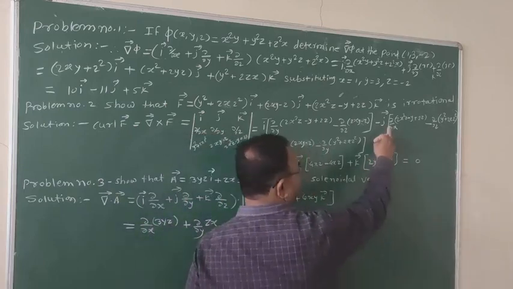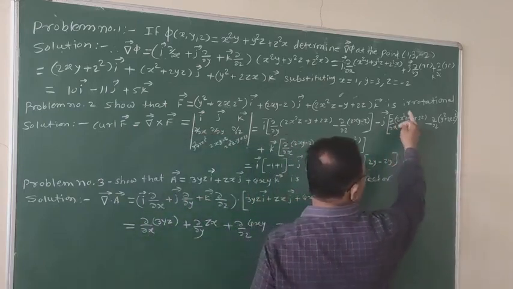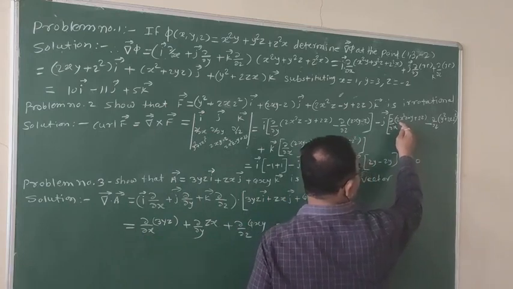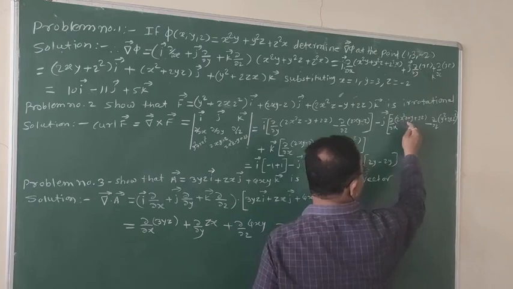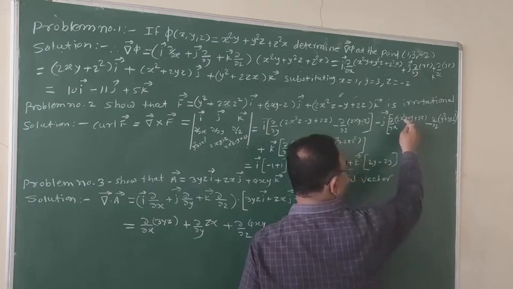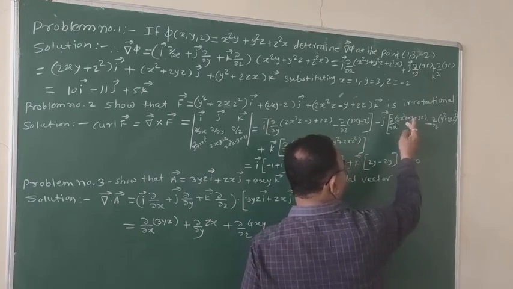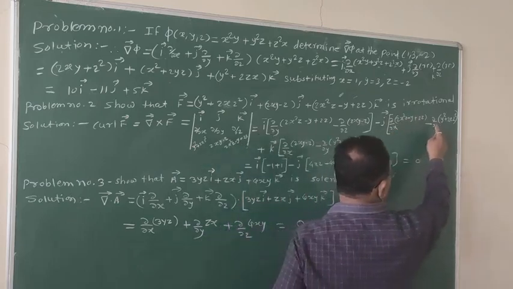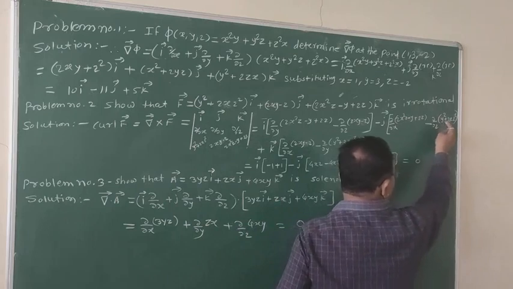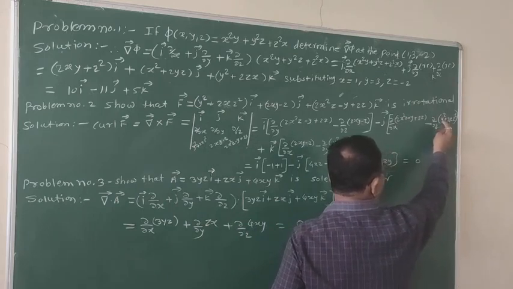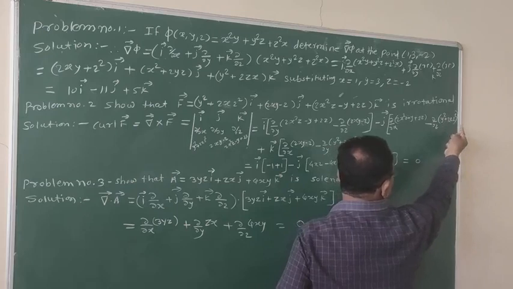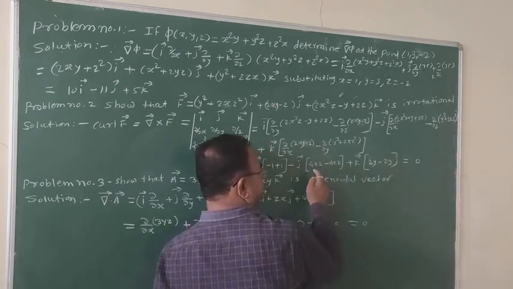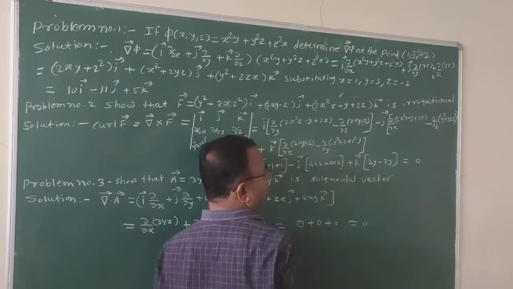j bar, ∂/∂x operating on this term. The partial differentiation of the first term 2x²z: 2z is constant, and partial differentiation of x² is 2x. 2 into 2 becomes 4, that means 4xz. Minus, here with respect to z, y² is a constant term, therefore partial differentiation is 0. And the second term has partial differentiation 4xz. That is 4xz minus 4xz.